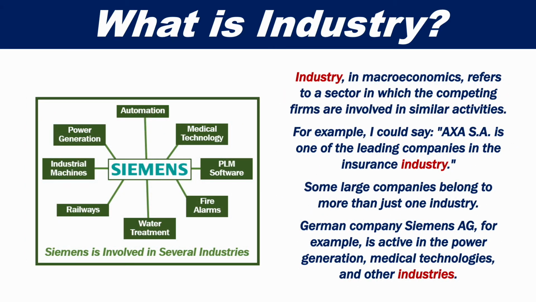Industry in macroeconomics refers to a sector in which the competing firms are involved in similar activities. For example, I could say AXA is one of the leading companies in the insurance industry. Some large companies belong to more than just one industry. The German company Siemens is active in the power generation, medical technologies, and other industries.